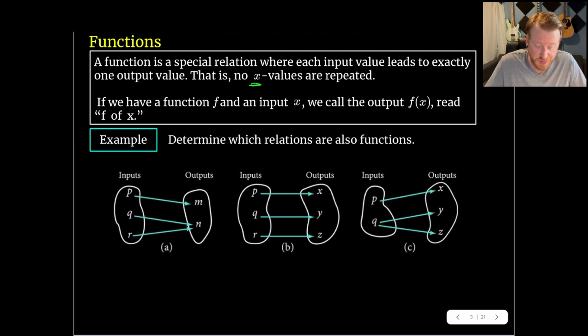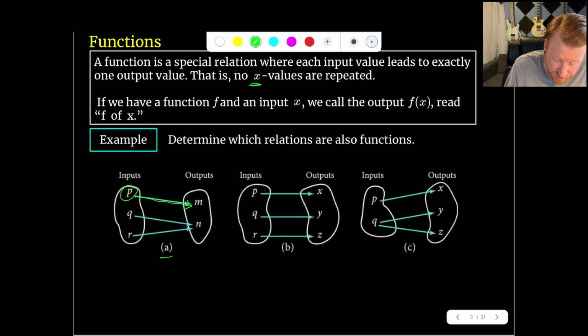Here we have some examples of some different, very small domains and very small ranges. They're labeled here as inputs and outputs. Looking at the first example here, example A, we have a list of inputs, and we just want to decide if this is a function or not. We need to see: does each input lead to exactly one output? Here we can see that P leads to M. That is going to exactly one output, so that's okay. Next, we've got Q, which is going to N. That is also going to exactly one output.